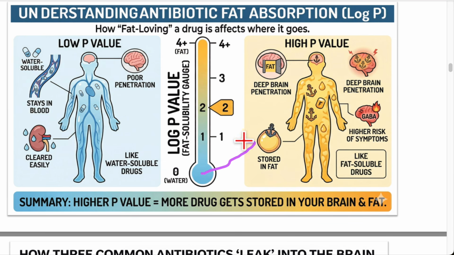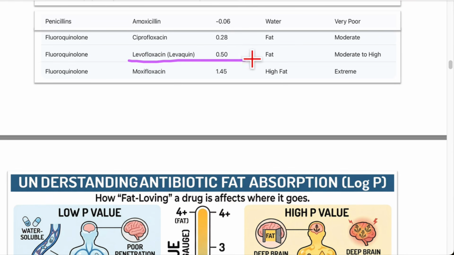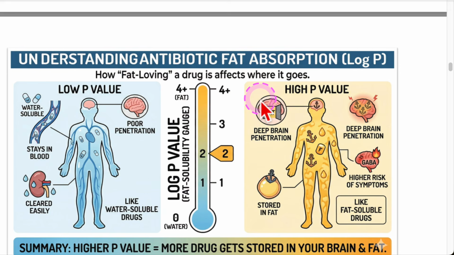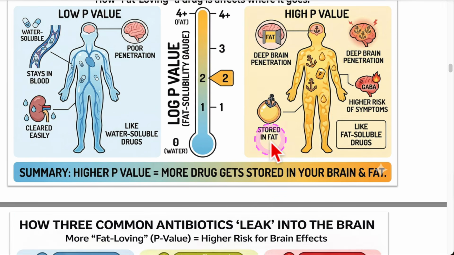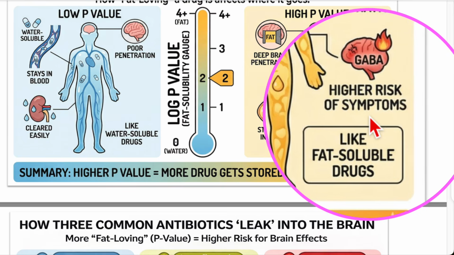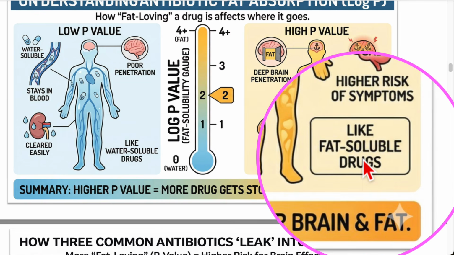Now, let's say here we have a high log P. Let's say we're taking Levaquin. So we have a 0.5 log P, so it's higher. It gets deep into the tissues. It's stored in fat. There's a higher risk of symptoms, especially GABA, that's like your relax, deep penetration of the brain. And these drugs like fat.